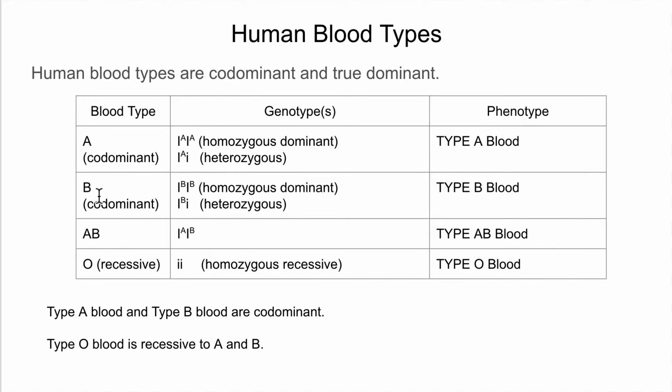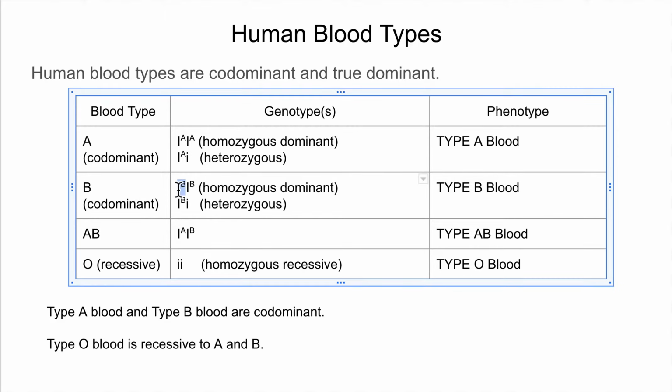Type B blood is the same. It's also dominant. So I could have I B, I B, that would be homozygous dominant. Or I could have type B blood with type O blood, and that would be heterozygous, but the blood type will still be type B.